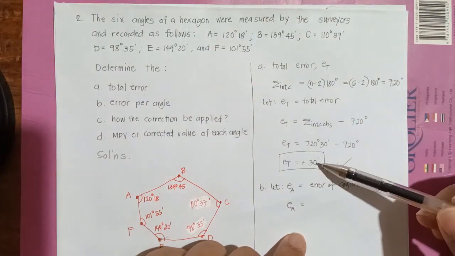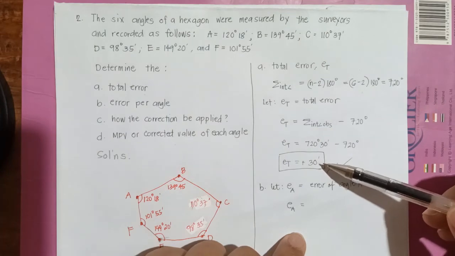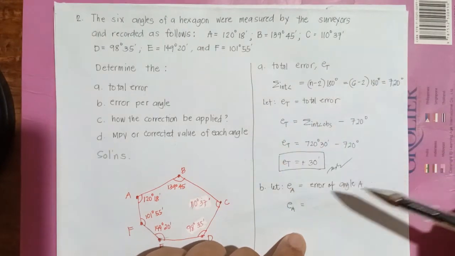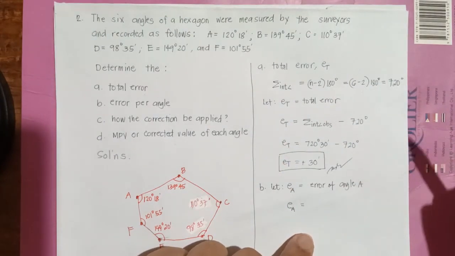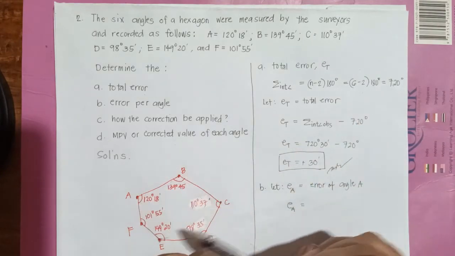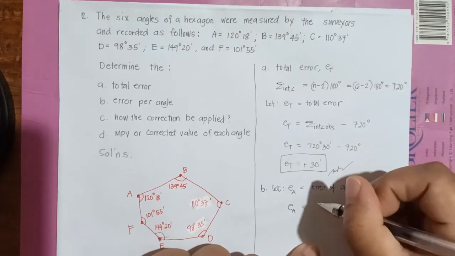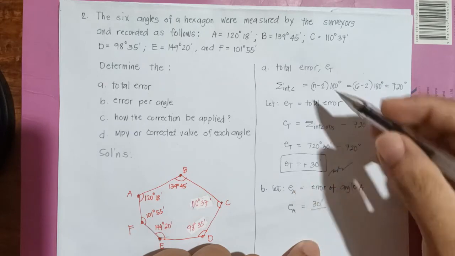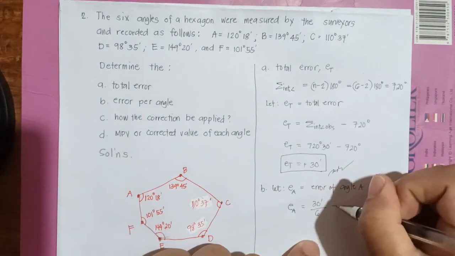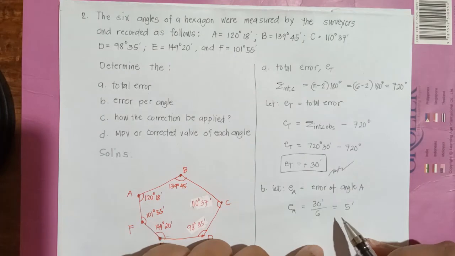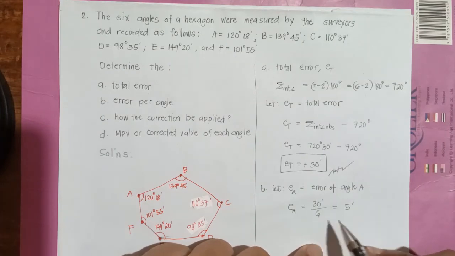We have this total error, which is 30 minutes. How are we going to distribute it? To distribute this, you simply have to divide. You divide this total error equally among each angle. So it would be 30 minutes divided by how many angles? There are 6, so that is equal to 5 minutes. This is the error in every angle.